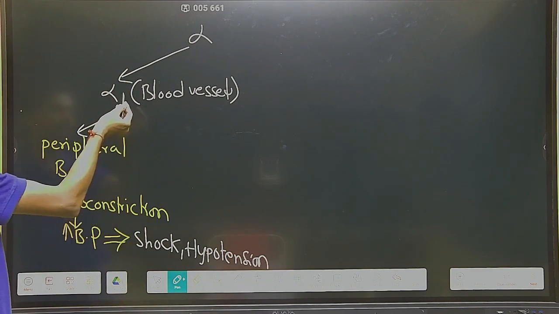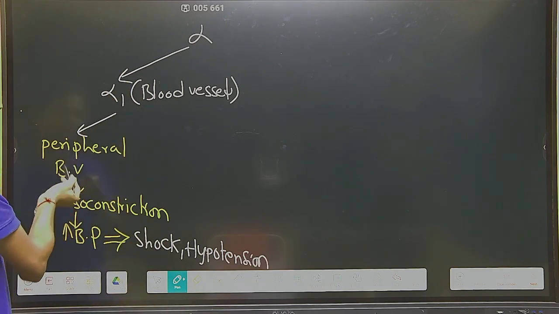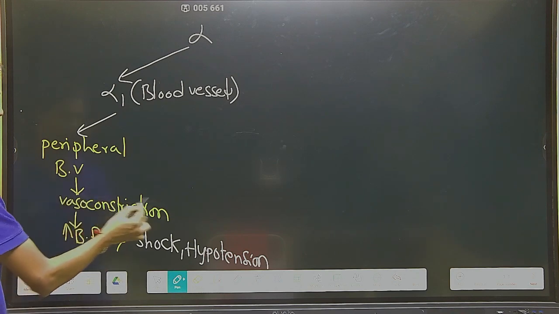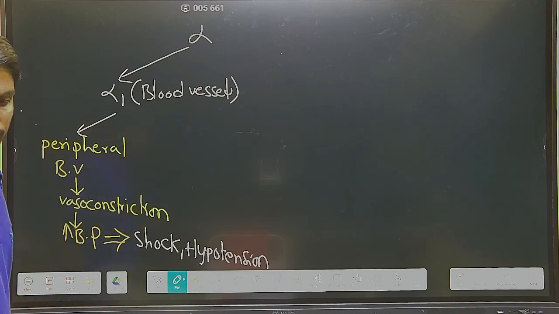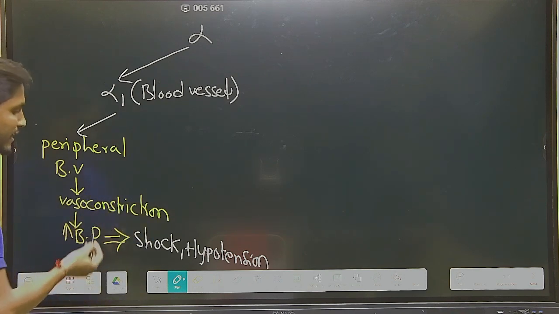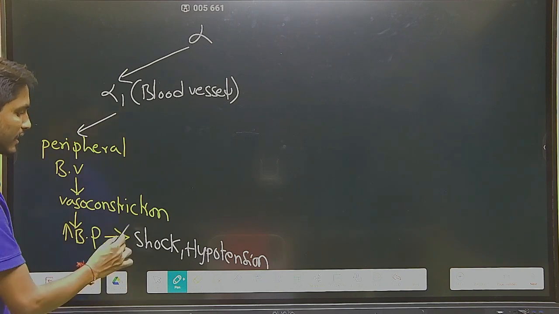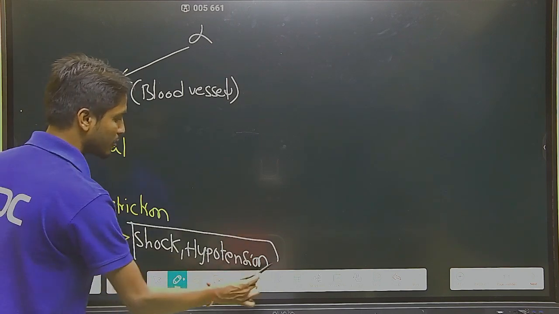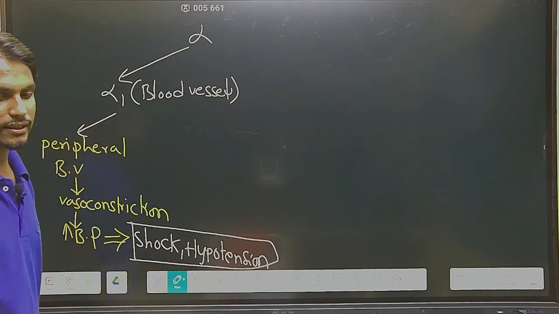If there is activation of alpha 1 receptor located on the peripheral blood vessel, the effect is vasoconstriction. If there is vasoconstriction, what will happen? Increased blood pressure. Hence the conditions hypotension along with shock can be treated.